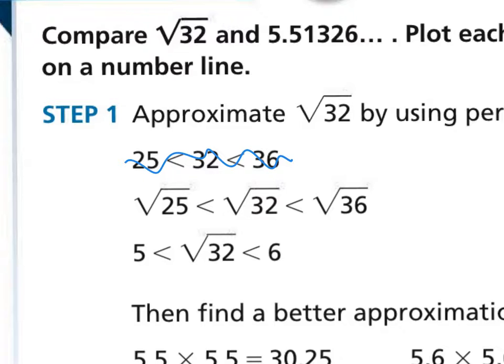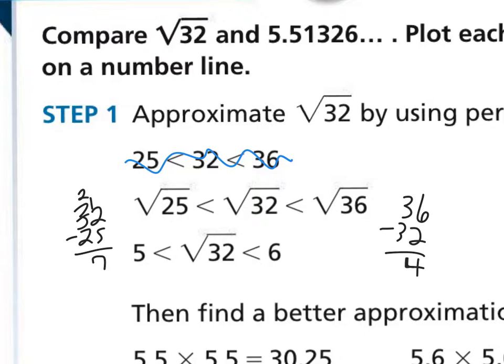So thinking of some perfect squares, the square root of 32. We know the square root of 25, which is 5, is a little bit smaller than that. The square root of 36, which is 6, is just a little bit bigger than that. So it's between 5 and 6. And again, we could look at these and see how far they are, and see which one it's closer to.